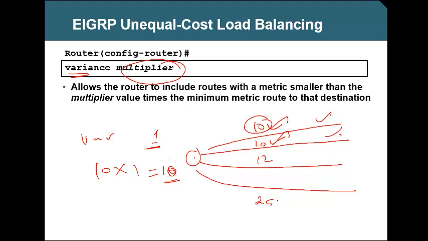But now you see, if I change this variance, the default is 1. I cut this off. I say variance is 2. What does this mean? Take the lowest metric, multiply it by 2, and the answer is 20. Any path whose metric is less than 20 should be used for load balancing. This is what unequal cost load balancing is. So now this path will also be included because it is less than or equal to 20, which means this.